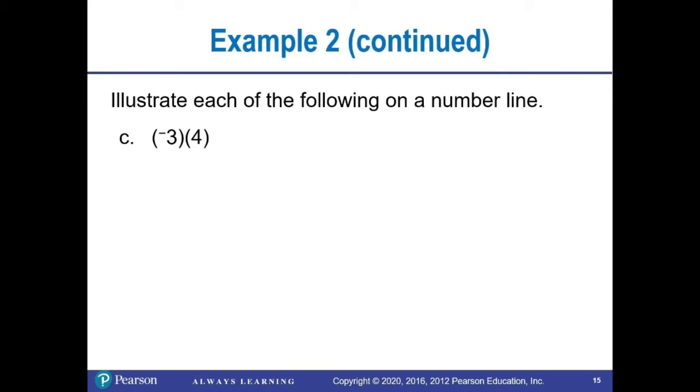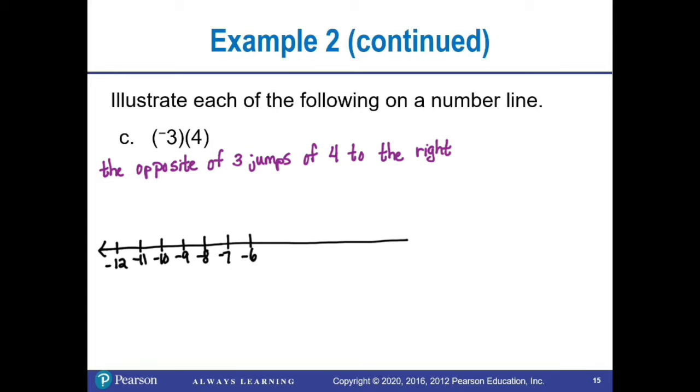Look at part C. Part C has negative 3 times 4. Because the first number is negative, this tells me to take the opposite. The 3 tells me how many jumps, so the opposite of 3 jumps. The 4 tells me how long and which direction. So 3 jumps of 4 to the right. And I jump to the right because the 4 is positive. On my number line this time, because I'm taking the opposite, I'm going to include both positive and negative numbers on my number line. And I'm going to count from negative 12 to 12.